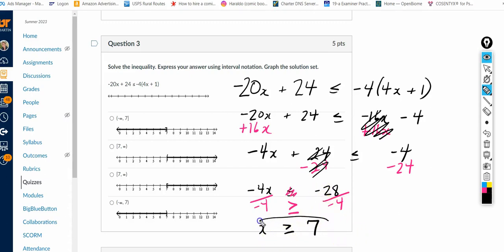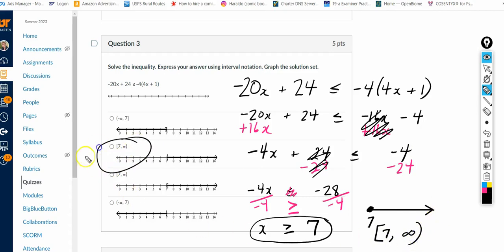So that's my answer. But again, if I want to see it in the form that they have in the selections, you can draw it on the number line. I start at and include 7, and then I will go on forever to the right. That's the number line presentation. Or if I write it in interval form, reading the number line from left to right, I start at and include 7, and there's no right limit. Okay, so that's looking like the one that we want.